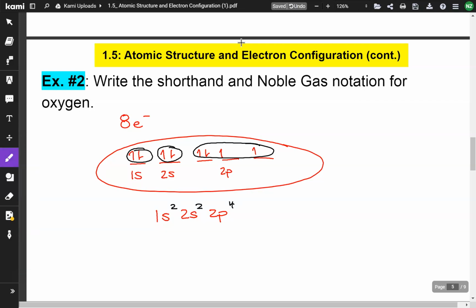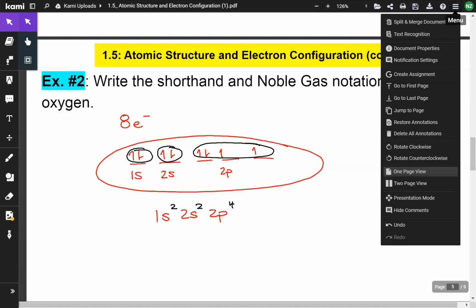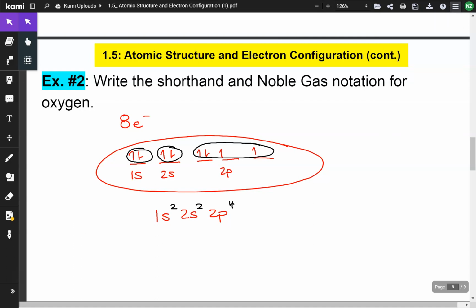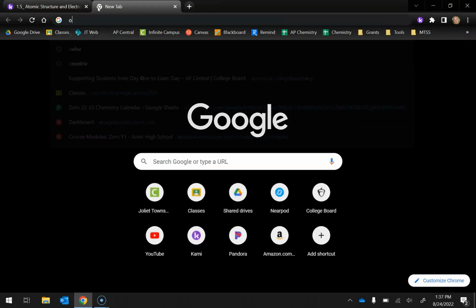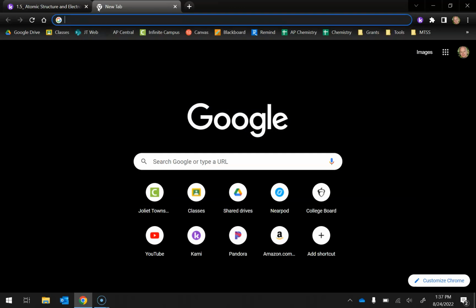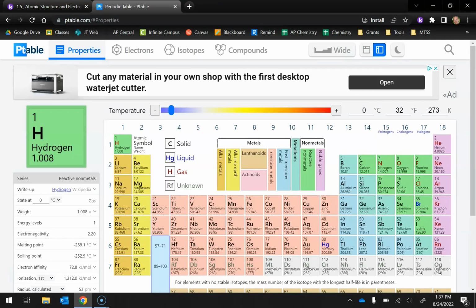Okay. Now, to do the noble gas notation, we're going to need to pull up a periodic table. So let's do that. Okay, so here's our periodic table, and oxygen is right here. Oxygen is number 8. We want to count backwards until we get to a noble gas. Remember, noble gases are this last column or group on the periodic table here.